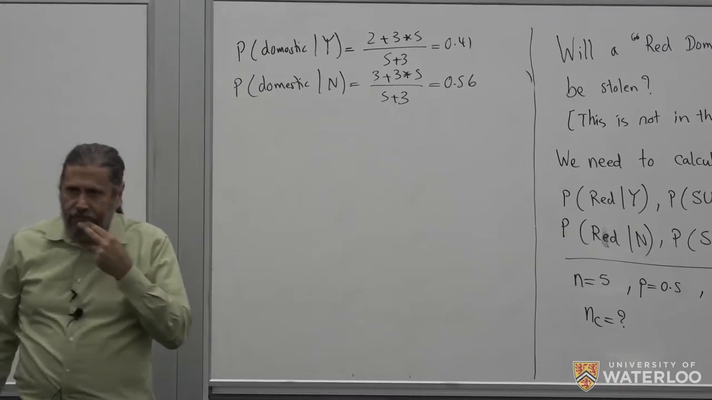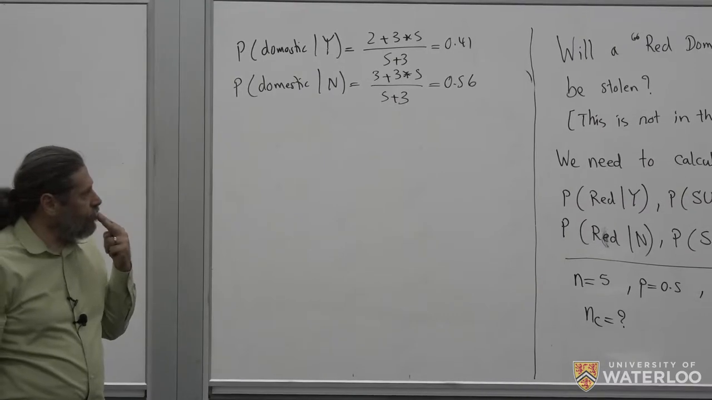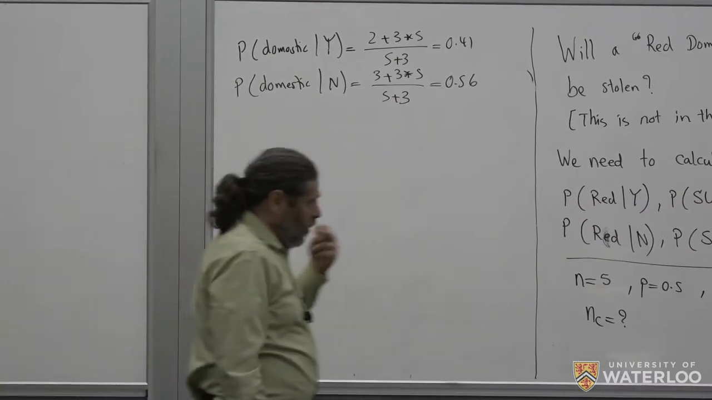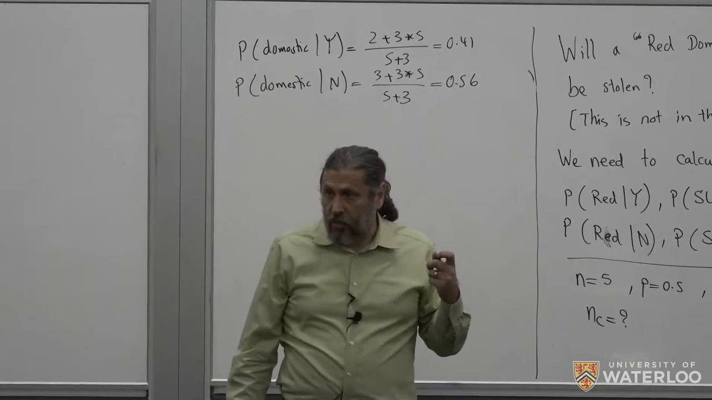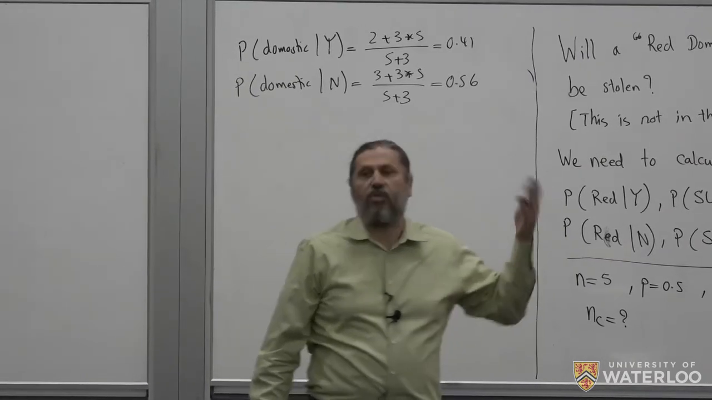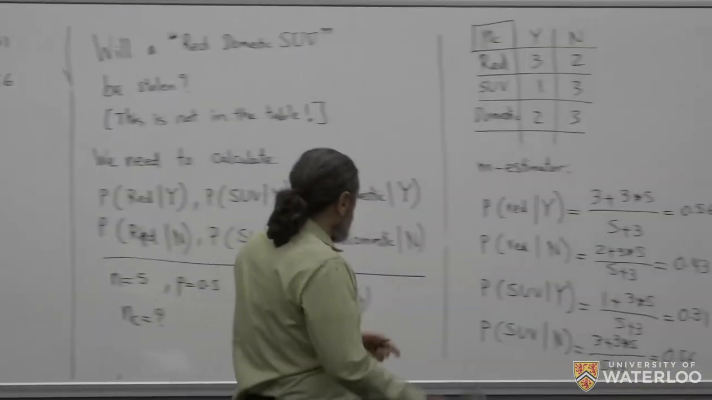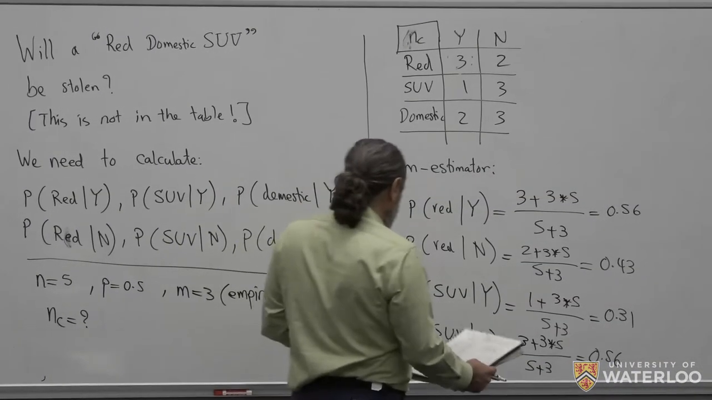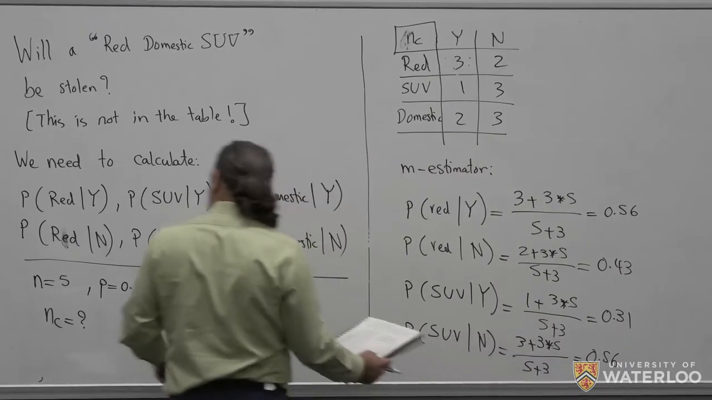Yes? These two probabilities compared, shouldn't they sum to 1? Not necessarily, because my data may not be complete. I don't have enough observation for SUV, let's say. In the numerator, should it be 3 times 0.5? Which one? Checking all the numerators? 5 plus 3. 5 plus 3.